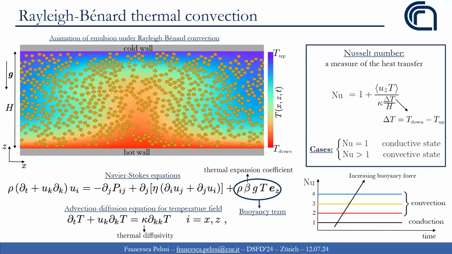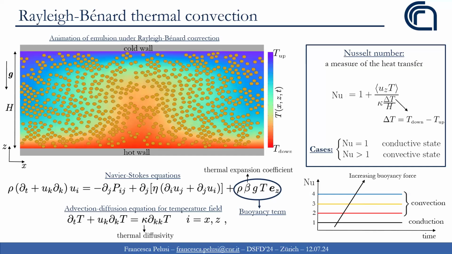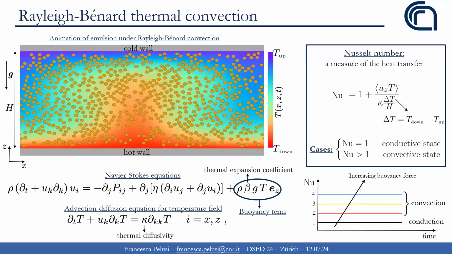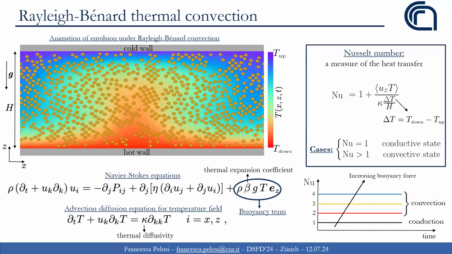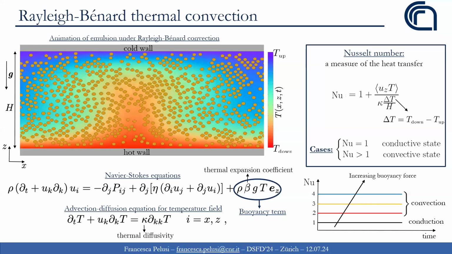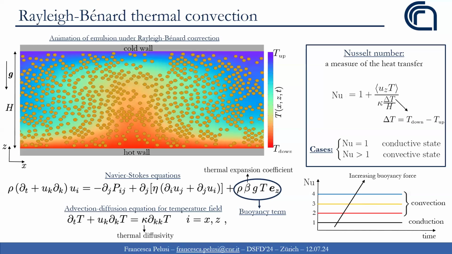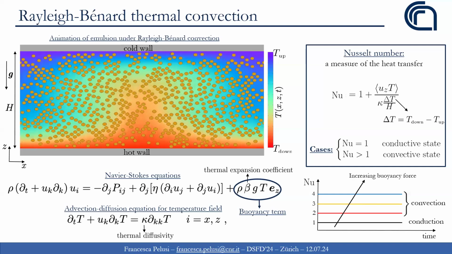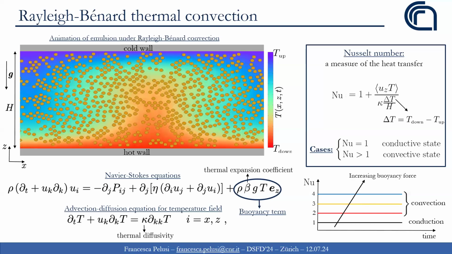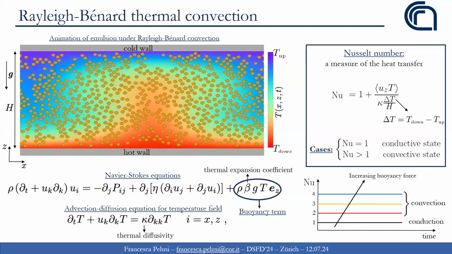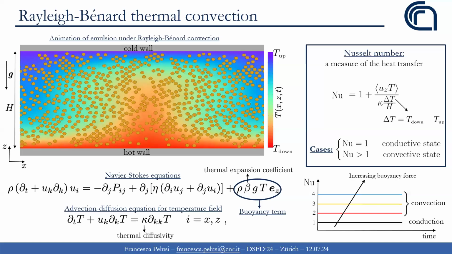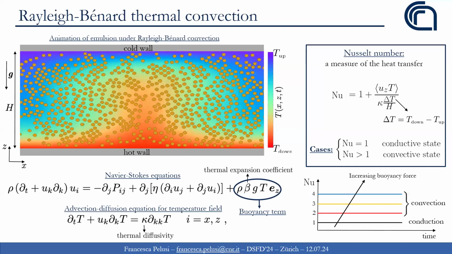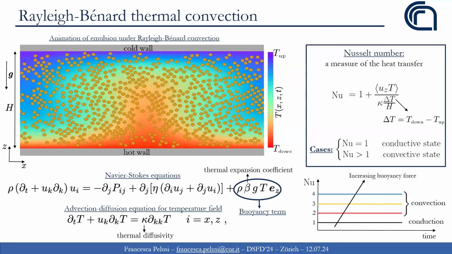So if we want to describe this kind of system, we need the Navier-Stokes equation for the dynamics of the fluid, supplemented by an additional buoyancy term that acts only in the direction of gravity, and it is related to the local value of the temperature. And at the same time, we have the dynamics for the temperature itself. That is an advection-diffusion equation, where the advection is due to the velocity of the fluid. And we have this two-way coupling between the dynamics of the fluid and the one of the temperature.